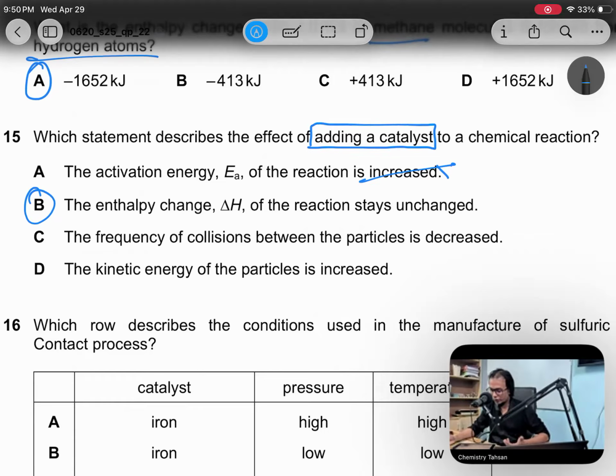The frequency of collision between the particles decreases. No, it increases. It can increase because you are adding a catalyst. The kinetic energy of the particles increases. It's not because of the kinetic energy of the particles. Rather, we know catalyst gives a pathway which involves lower activation energy. That's why it works. So 15B should be the only correct answer.